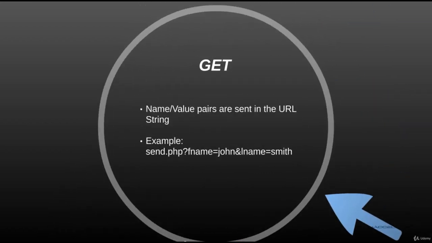When using the get method, the name and value pairs from the form fields are sent in the URL string, as shown in this example. Here we can see the values contained in the fname and lname field are attached to the end of the file name of our form action, send.php.